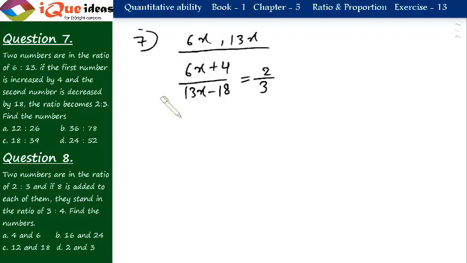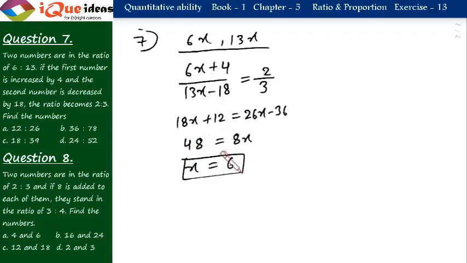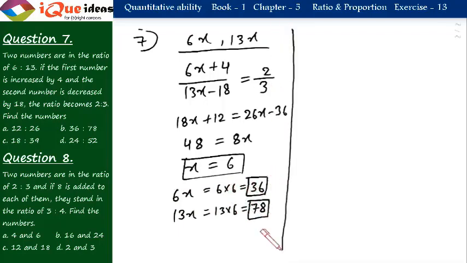Now cross multiply and calculate the value of x. So 3 is multiplied to 6x plus 4, so it becomes 3 into 6x, 18x plus 12, equal to 13x minus 18 into 2, so it is 26x minus 36. 36 brought to the left side, so 12 plus 36 will be 48. 18x goes to the other side, so 26x minus 18x will be 8x. So x is equal to 48 by 8, that is 6. The question is to find the numbers. So the numbers were 6x, that is 6 into 6, which is 36, and 13x, that is 13 into 6, which is 78. So this was a very good question.